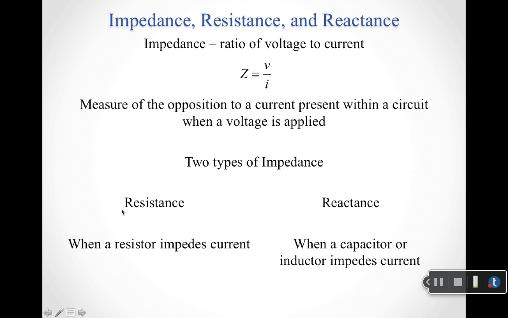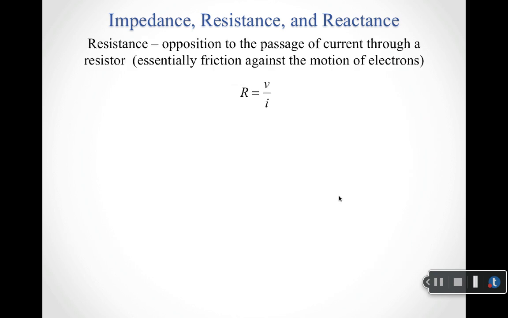And so we'll talk about all three of these things: impedance, resistance, reactance. They're all measured in ohms. Their units are all the same. But there are some subtle differences in terms of what they're trying to explain. So let's start with the one we already know.